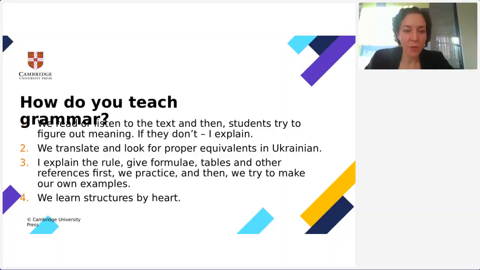So yeah, how do you teach grammar? We read or listen to the text, and then students try to figure out meaning. If they don't, I explain. That's one approach. Then we translate and look for proper equivalents in Ukrainian. That's another approach, translating. I explain the rule, give formula tables and other references first. We practice, and then we try to make our own examples. That's the third approach. And we learn structures by heart. The fourth approach. Choose yours.